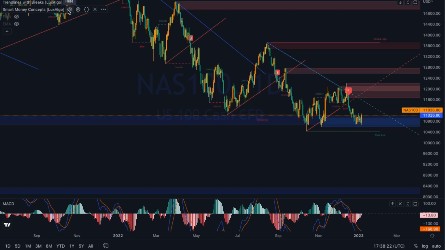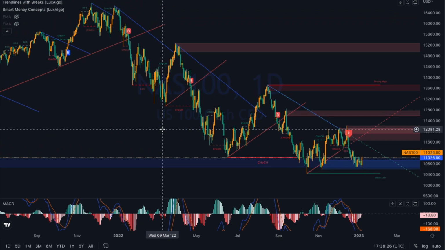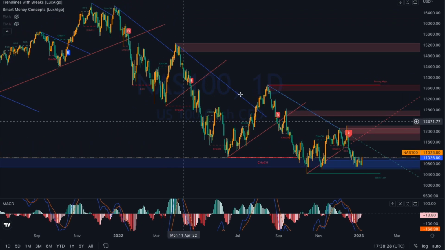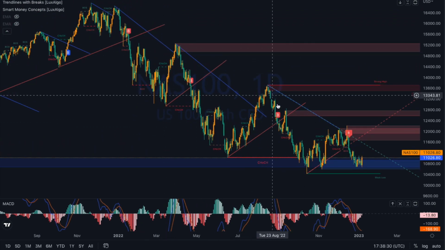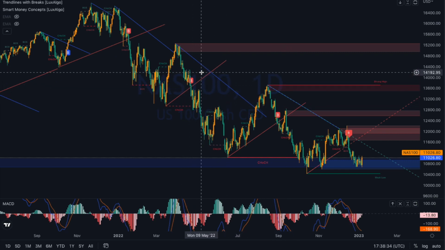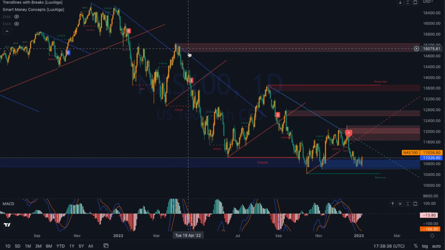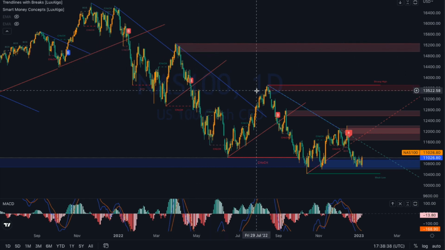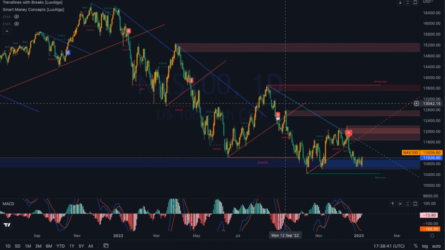The second indicator we're going to turn on is Smart Money Concepts. In my previous video you probably would have seen I had this turned on because I really like this indicator, I'm not going to lie. I don't know anything about the trend lines with breaks, but I do like Smart Money Concepts because I can actually work with that.